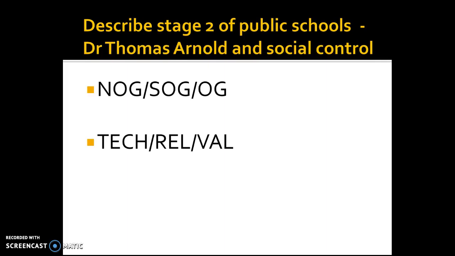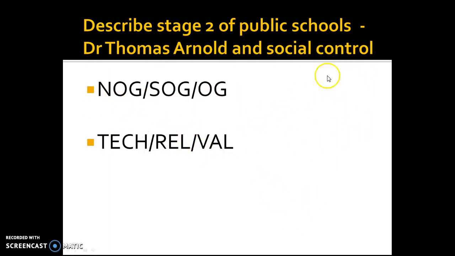I asked you to go nog, sog, og, and then tech, rail, val. So: nog, sog, og, tech, rail, val. You've got to keep that in a rhythm, so you need to know what each of those bits are. Once you've done that, you need to translate what they mean, and then describe, explain and extend them.